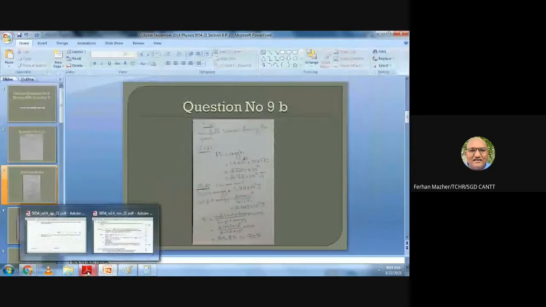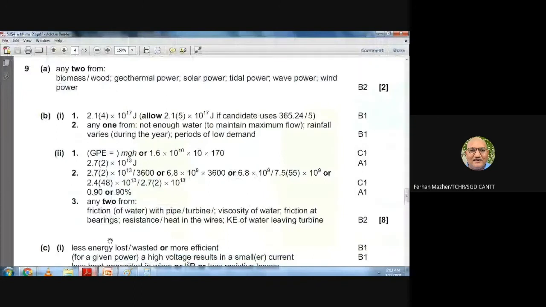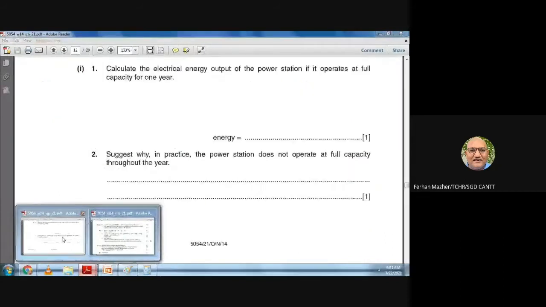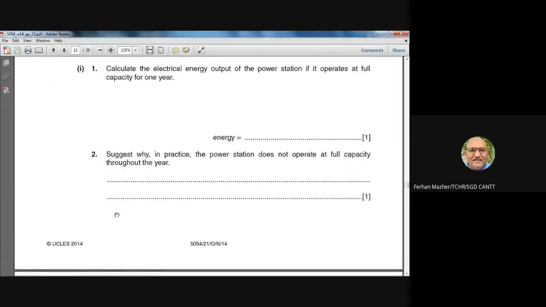And let me check the marking scheme. What the marking scheme says: anyone from not enough water to maintain maximum flow, rainfall varies during the year, periods of low demand. So very simple. It's a 1 mark question. The 2 lines are given for this answer. I hope that you will be able to write this answer.